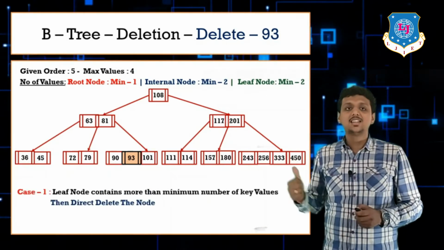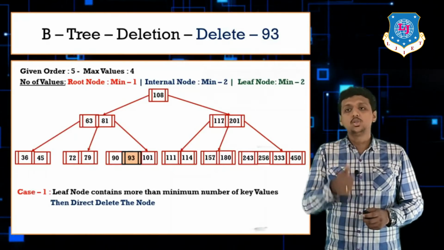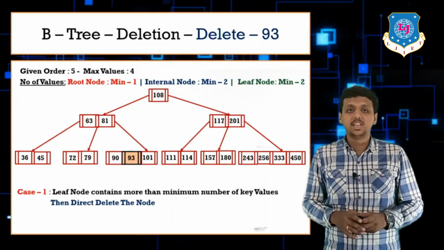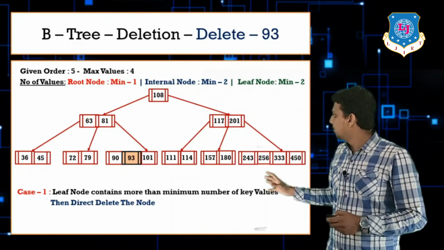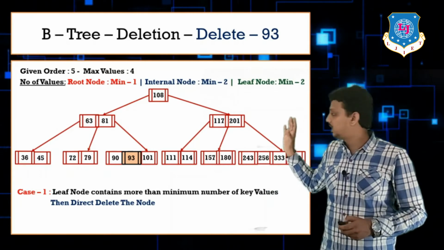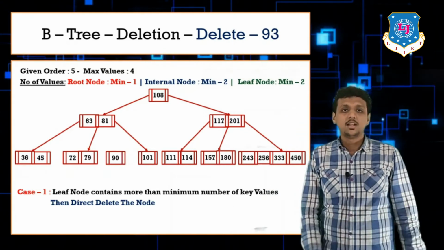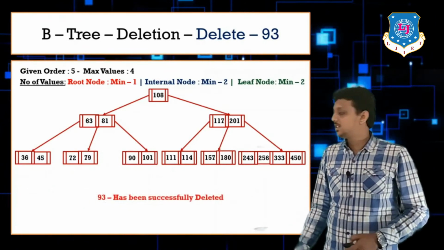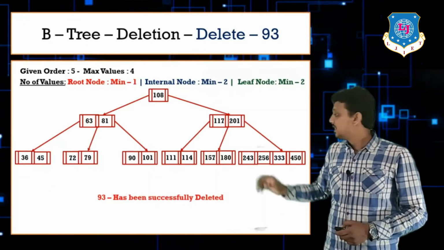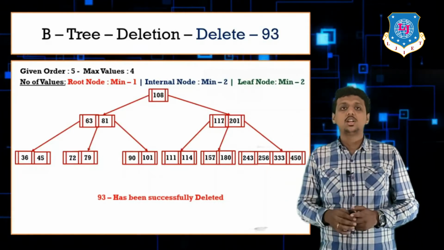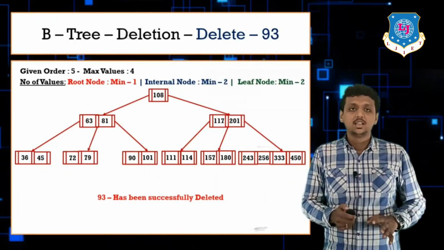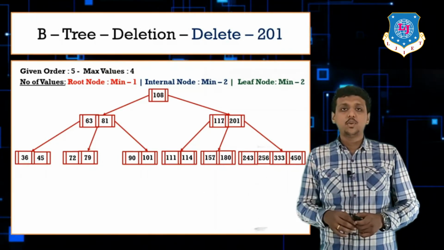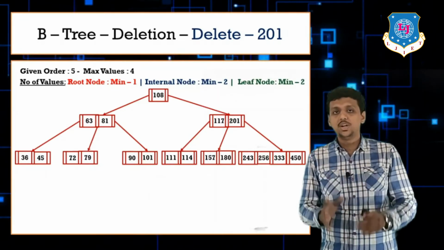So this is case number 1, where you are going to delete a leaf node that contains more than the minimum number of key values. Fine. So what you can do over here, I can directly delete 93 from this figure. So here it is. Now see, 93 is gone. So I just need to combine 90 and 101 together. So that is the first deletion of 93. 93 successfully deleted.